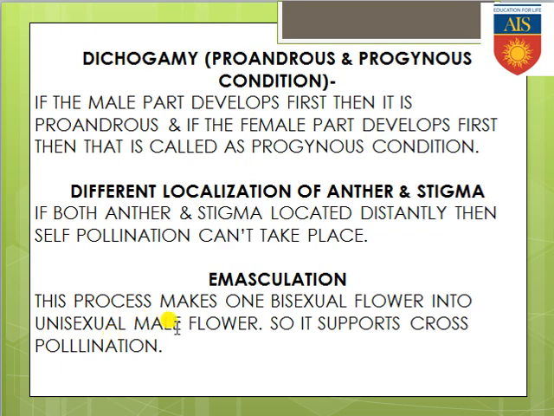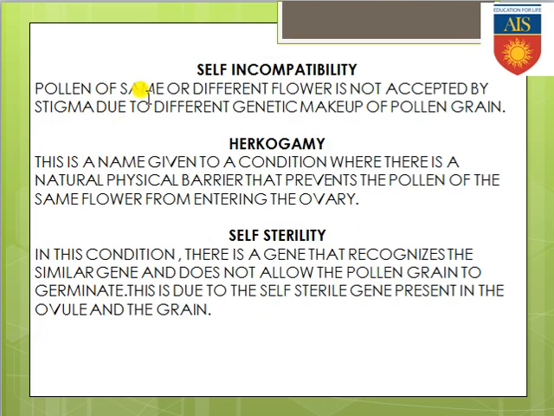So obviously emasculation is also encouraging the cross pollination, not the self pollination. In the next, you can see here that is self incompatibility. What is the self incompatibility? Self incompatibility is the thing where pollen of same or different flower is not accepted by the stigma due to the different genetic makeup of pollen grain.